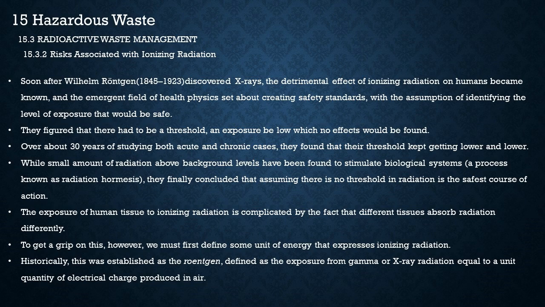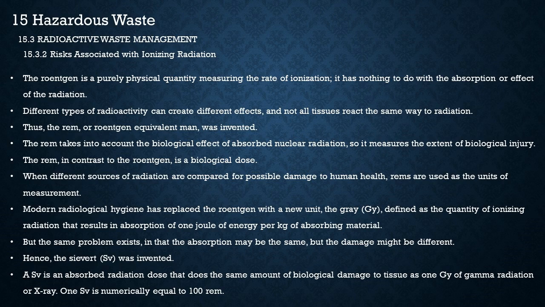The exposure of human tissue to ionizing radiation is complicated by the fact that different tissues absorb radiation differently. To get a grip on this, however, we must first define some unit of energy that expresses ionizing radiation. Historically, this was established as the Röntgen, defined as the exposure from gamma or X-ray radiation equal to a unit quantity of electrical charge produced in air. The Röntgen is a purely physical quantity measuring the rate of ionization. It has nothing to do with the absorption or effect of the radiation.